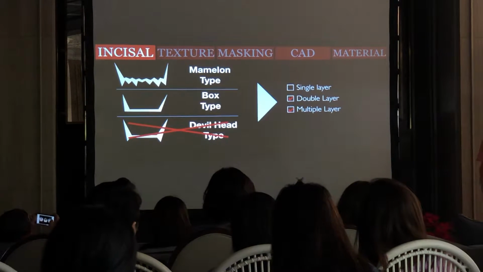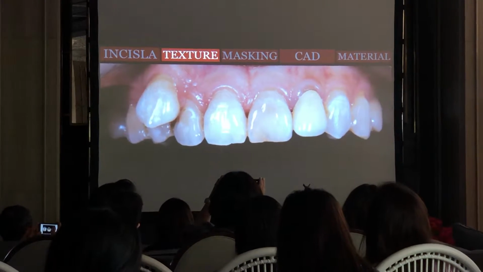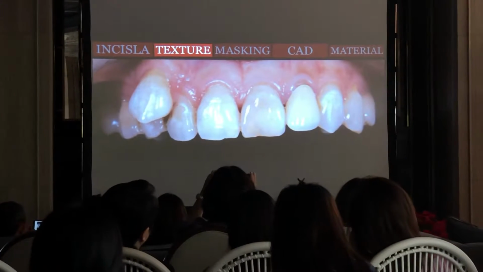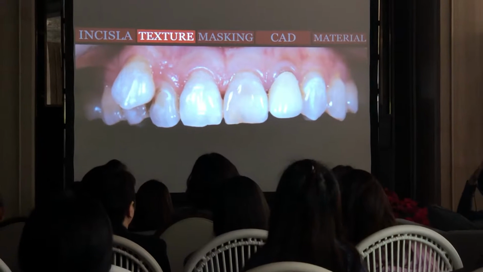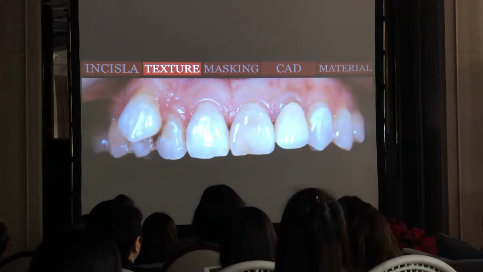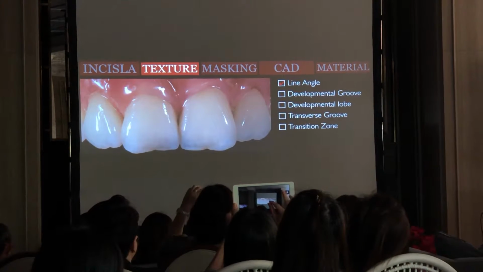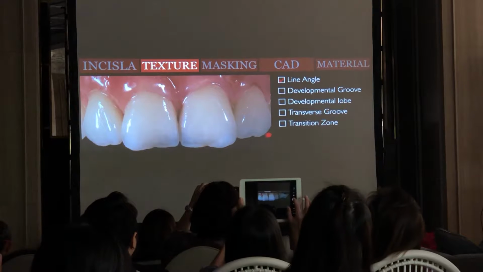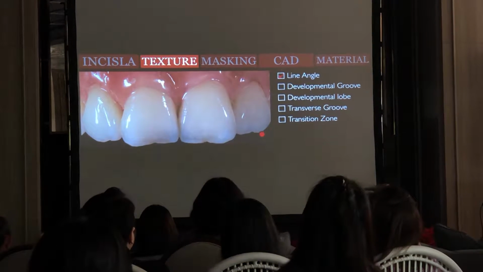And then texture. The second part: when you decide your incisal edge, go to the texture. The outline, the outer surface of the incisor. The texture will be divided into five: line angle, developmental groove, developmental lobe, transverse groove, and transition zone.